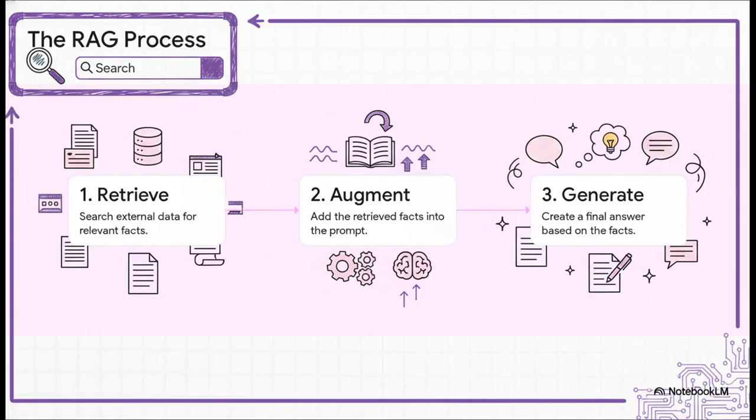So the whole process is really just a simple three-step dance. First, you retrieve the facts you need from your data source. Second, you augment the original prompt by adding those facts to it. And third, you generate the final answer, which is now grounded in that real, retrieved information.